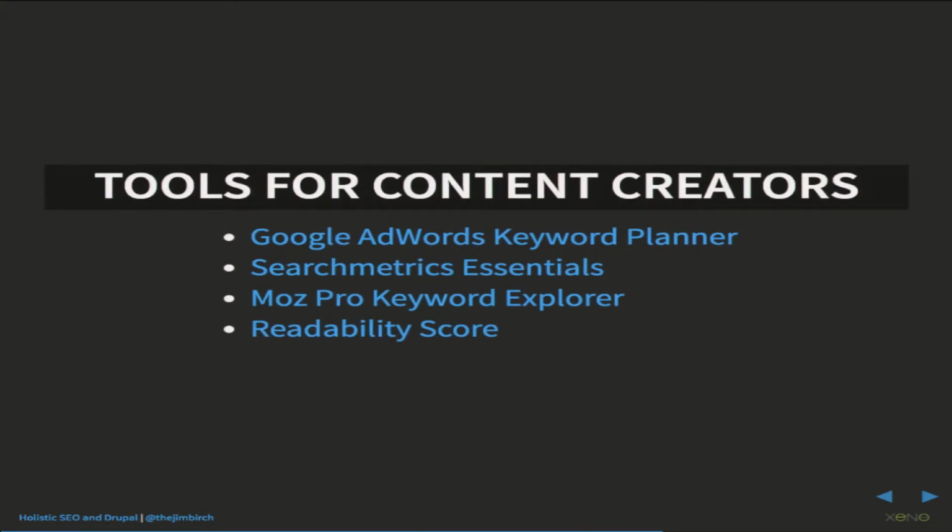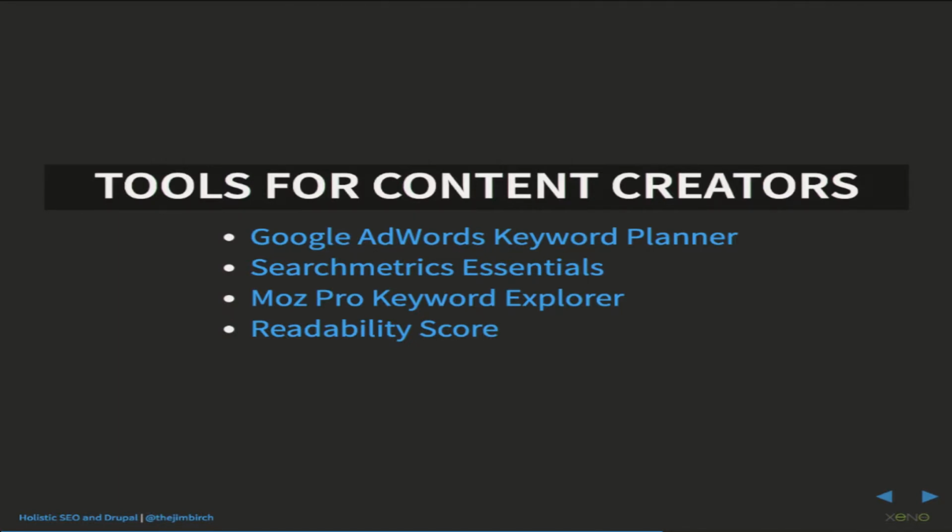And here are some tools for content creators. The Google AdWords Keyword Planner. This has long been a tool of SEOs to put into Google to see relevant search terms. However, because Google is not paying attention to exact keyword terms these days, it's not completely accurate. It's just an estimate now.